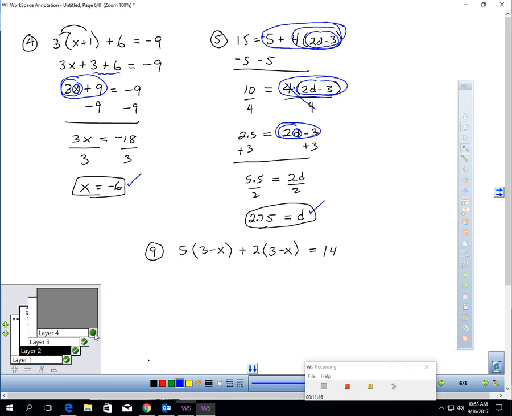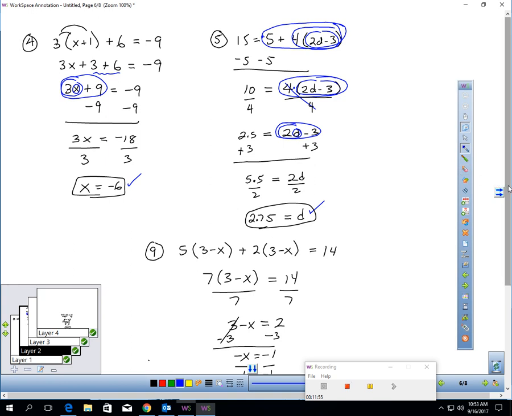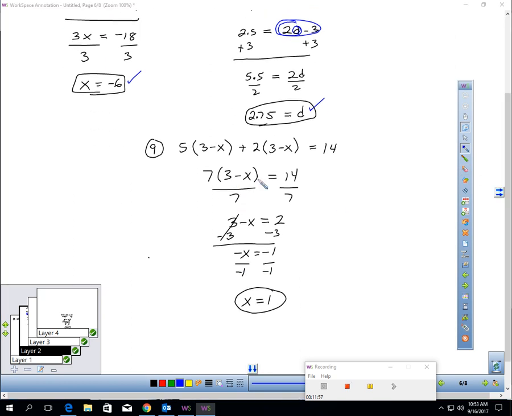And then the next question. I didn't know if you had noticed this, so I thought I would do it this way on my video. Do you notice that I have 5 of 3 minus x plus 2 of 3 minus x? I can add those together. They're the same. I have 5 of these and 2 of these. So I have 7 3 minus x's equals 14.